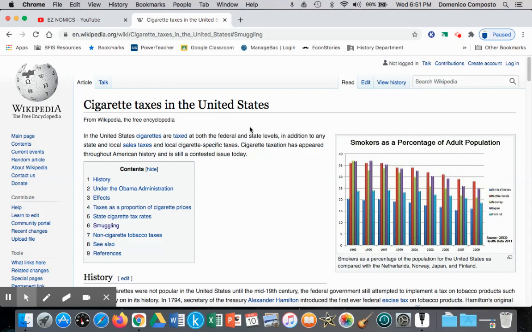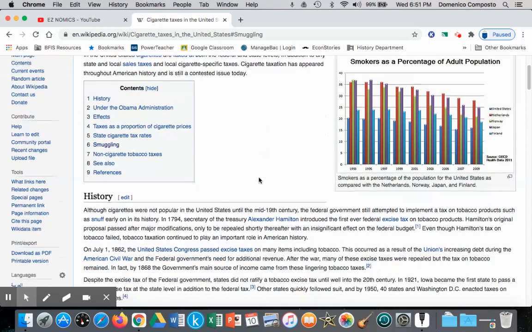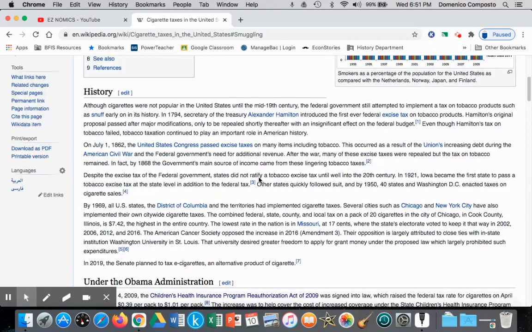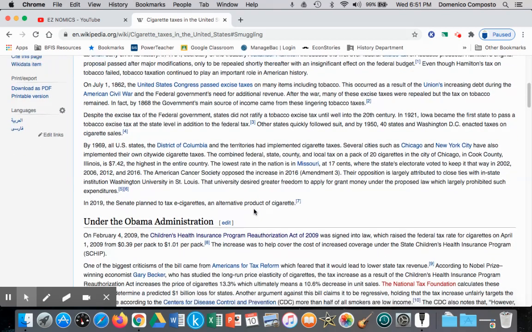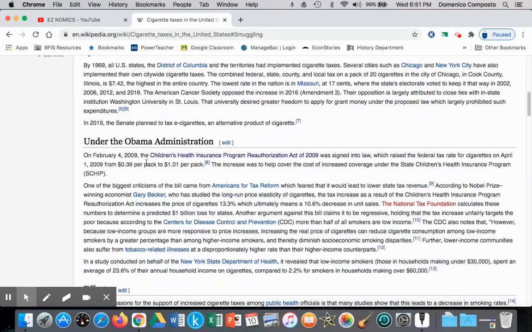That video is looking at the tax burden and how the consumer with the more inelastic demand curve will carry the burden. So I'm not going to go into too much detail about this because it's covered in that video. In terms of a recent example, in 2009, under the Obama administration, federal tax rates on cigarettes were increased from just about 40 cents per pack to just over $1 per pack.